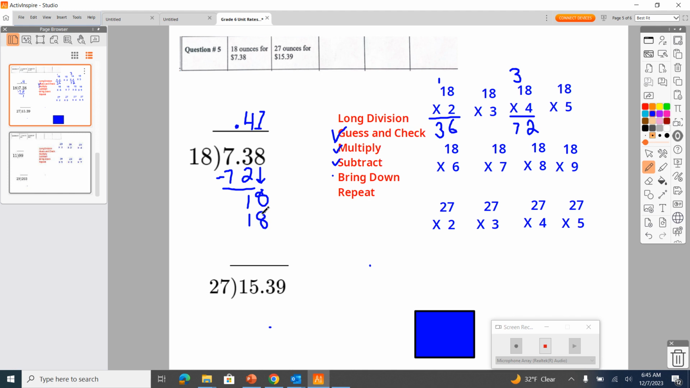If I subtract, we get 0. There's nothing else to bring down. So for question number 5, my answer is 41.